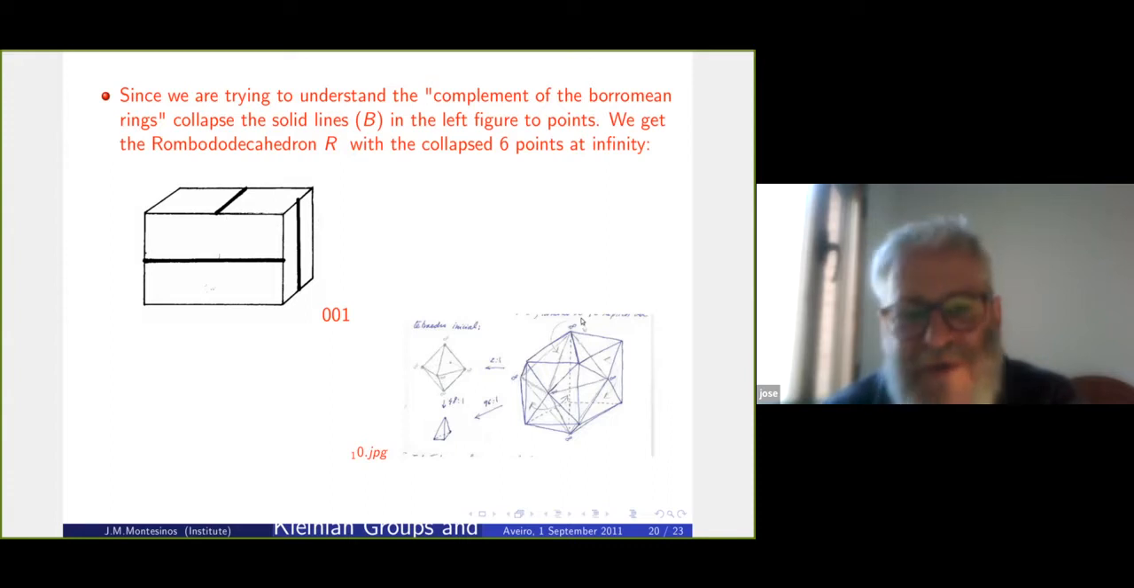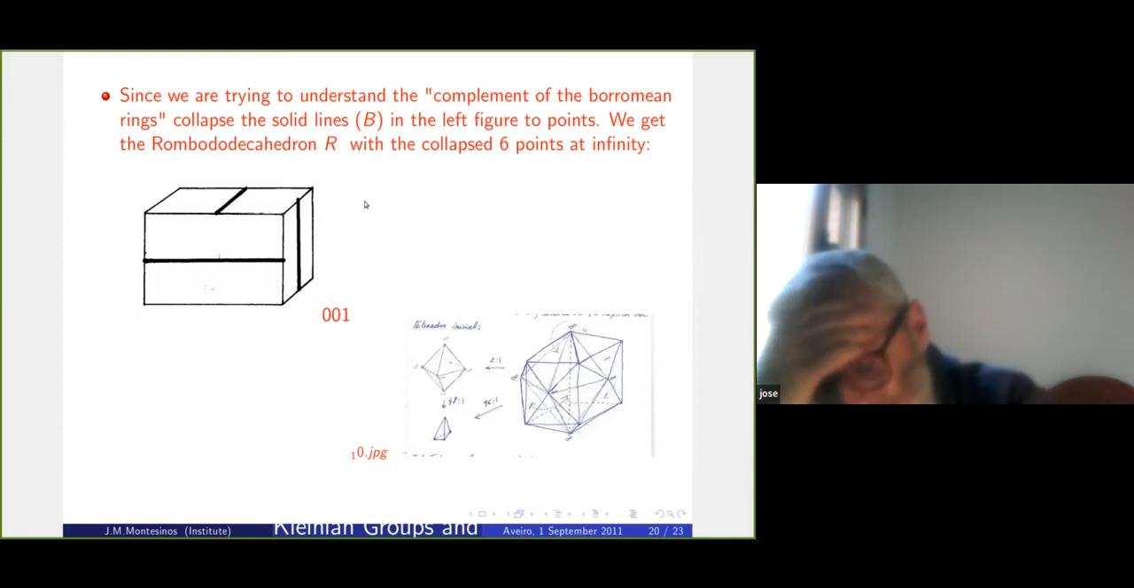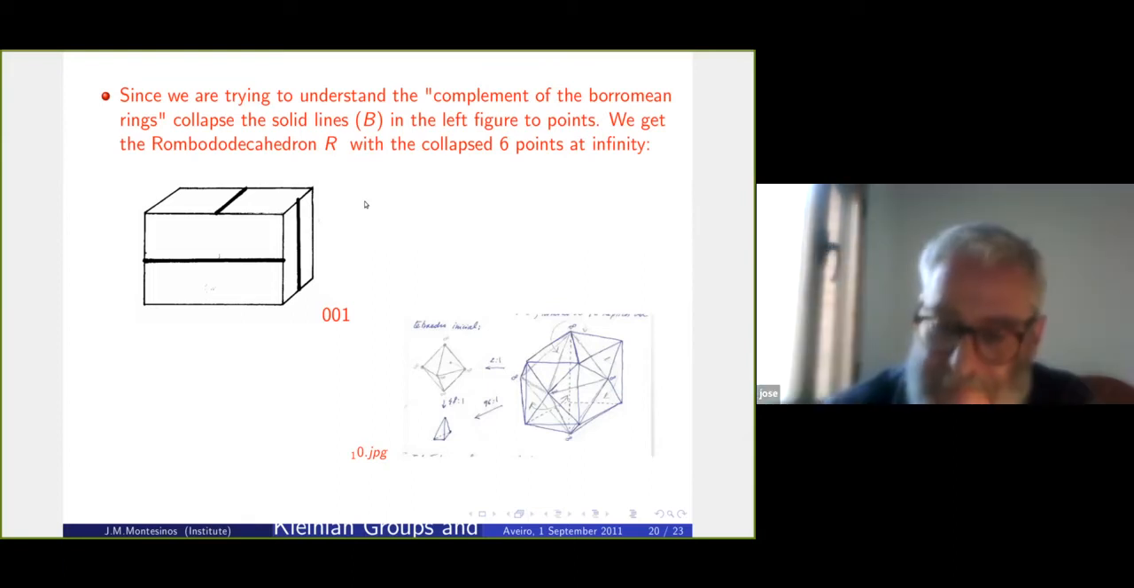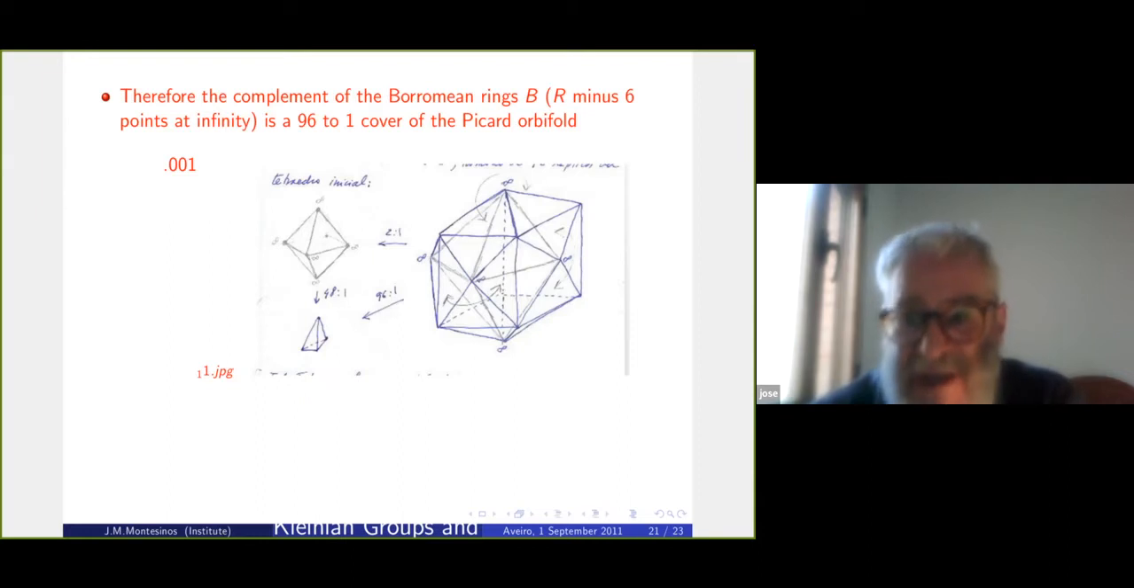line, you obtain this vertex. Collapsing this line, you obtain this vertex. And collapsing this, you obtain this vertex. And there are other solid lines in the back. So in fact, the complement of the Borromean rings is this 96 to 1 covering of the Picard orbifold.